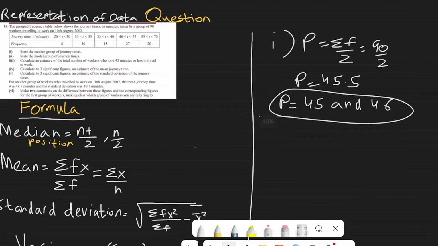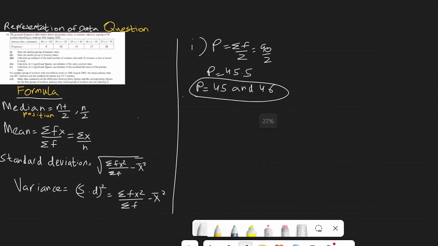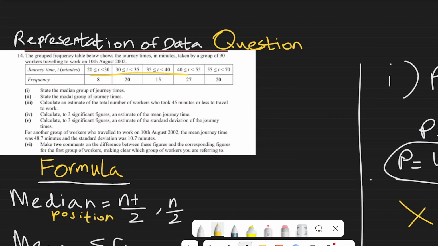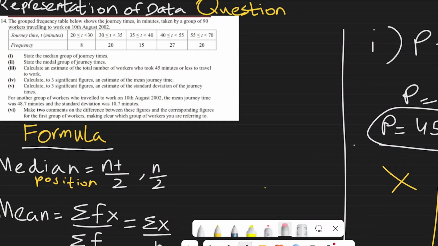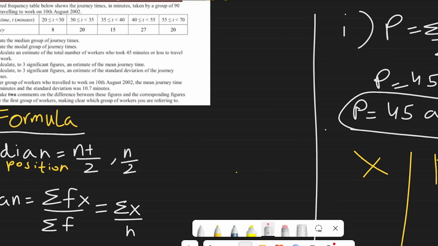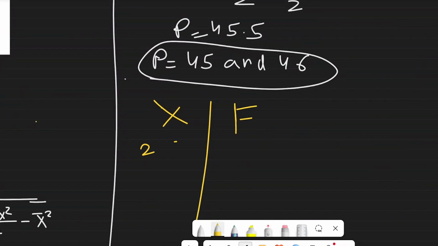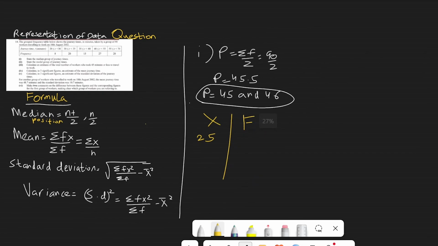For the position, we will have to make another table, and that would be the table of cumulative frequency against journey time. Let me just make that table over here. Journey time, I'll represent it with x, and we have the frequency over here. First of all, we have the journey times in the form of continuous data, right? So we will first break it down to discrete data. For example, if we have 20 and 30, it would be 25, the average of the two: 20 plus 30 divided by 2, which is 25, and the frequency would be 8.